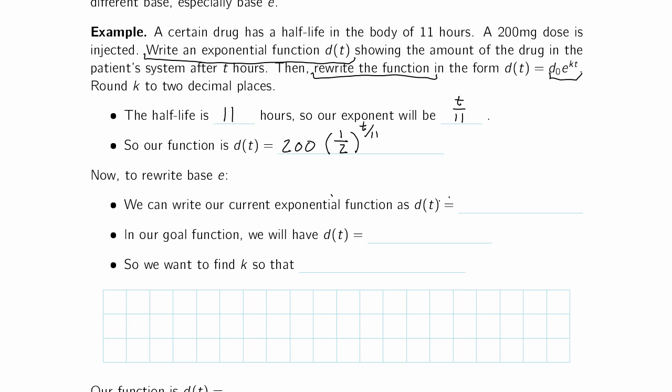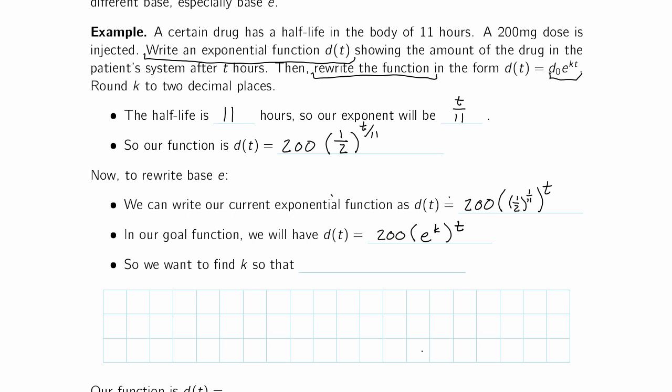Our current function can be written as our starting amount times 1/2 to the power 1/11th, all to the t. I'm just pulling the t outside in the same way that we always do when we want to manipulate the exponential part of our expression. In our goal function, we have the d0 is going to stay the same, 200, and then we'll have e to the k to the t.